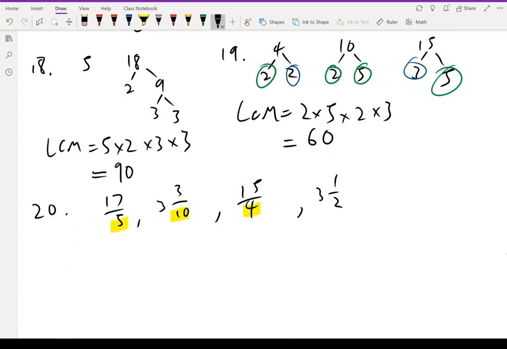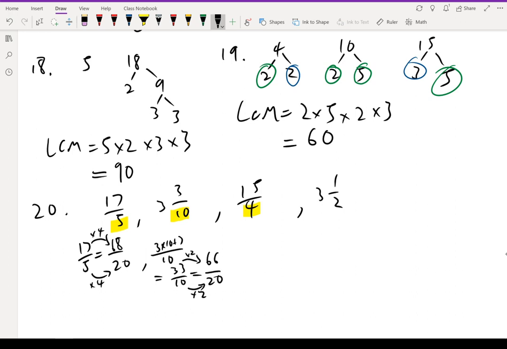Okay, so I'm going to change this number, 17 over 5, to be something over 20. So that's going to be 5 times 4, and then 17 times 4 will be 68. You need to work that out on your own. So that's 68 over 20. And then for the next number, this is going to be 3 times 10 plus 3 all over 10. And so that is equal to 33 over 10. And then I need to multiply by 2 to get it over 20. And same times 2, that becomes 66.